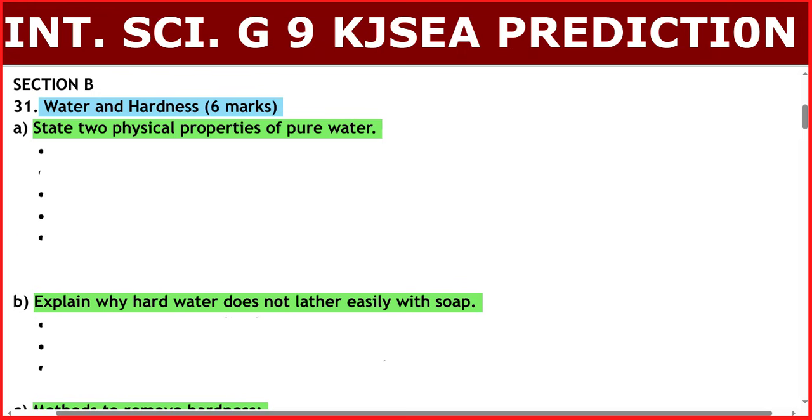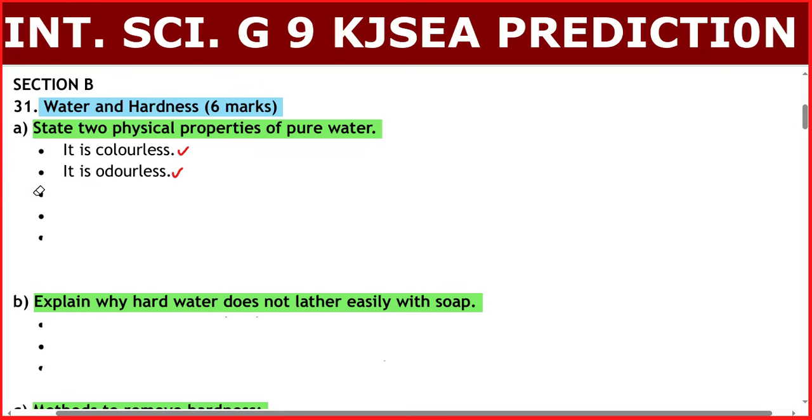State two physical properties of pure water. All right, the answer should be number one, it is colorless. Pure water is colorless. And we can have number two, which is it is odorless. That means it does not have a smell.